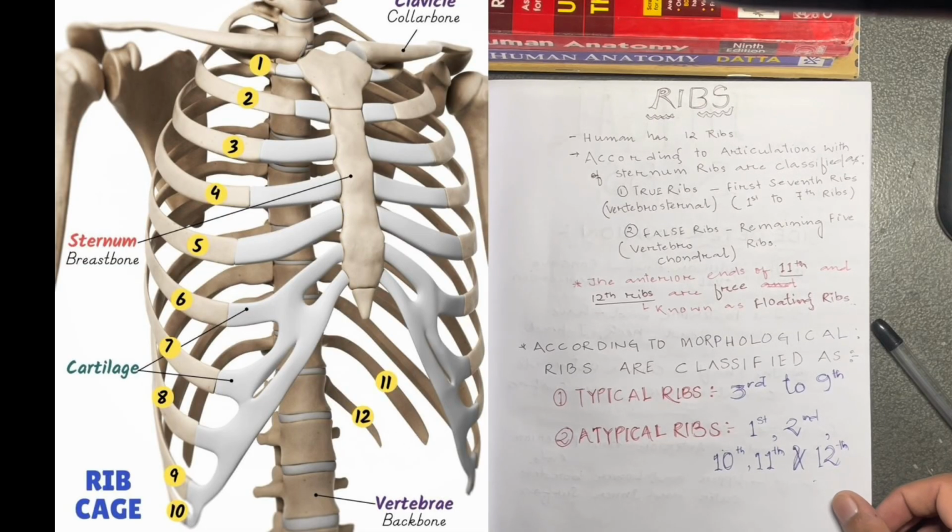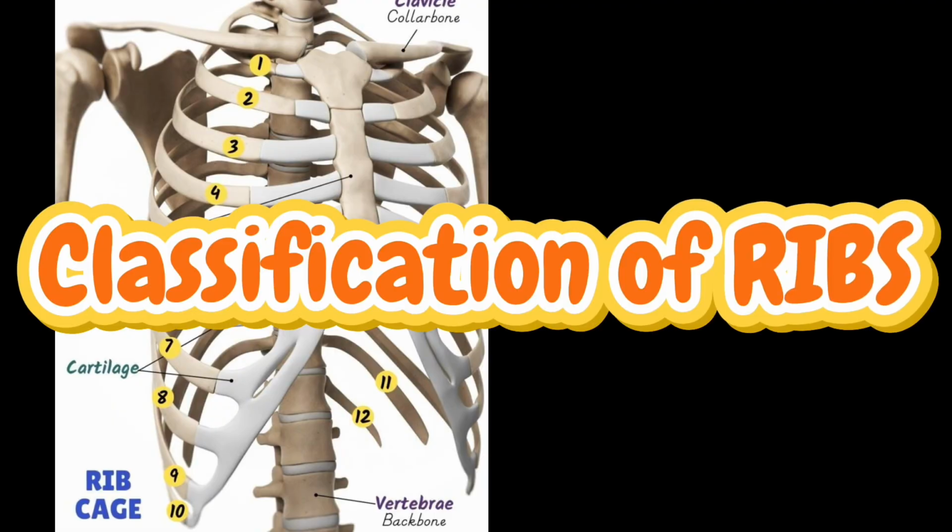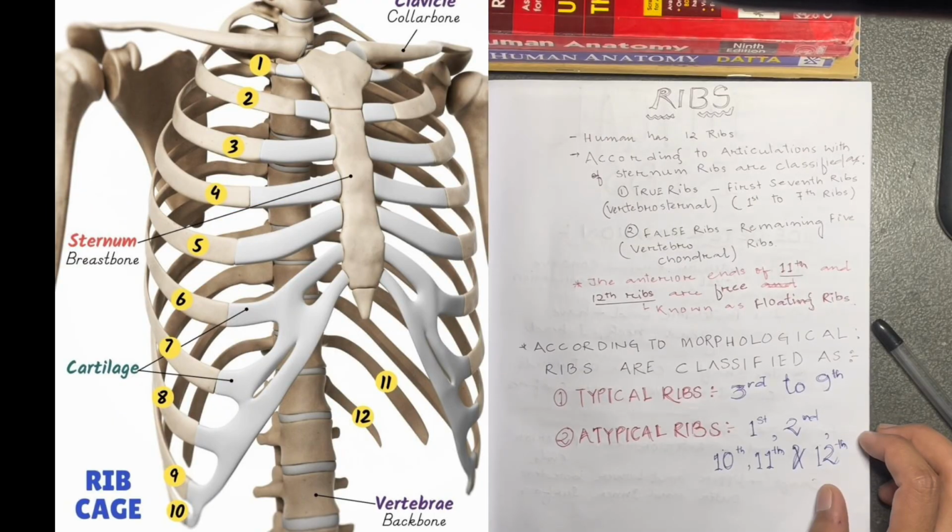Today I am going to explain about the ribs. Humans have 12 ribs. We all know the classification of ribs: according to the articulation and according to morphology. I already wrote here, according to the articulation with the sternum, ribs are classified into true ribs and false ribs. True ribs are the 1st to 7th ribs, and false ribs are the remaining 5 ribs, that is, the 8th to 12th ribs.